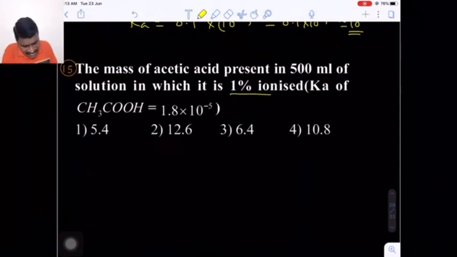Okay. Now the next problem: the mass of the acetic acid present in 500 ml of a solution which is 1% ionized. Now here, the initial concentration of acetic acid is not given. Once we know the initial concentration, we can find the number of moles. From the number of moles, we can find the mass of the electrolyte.